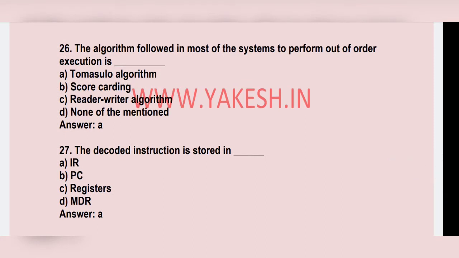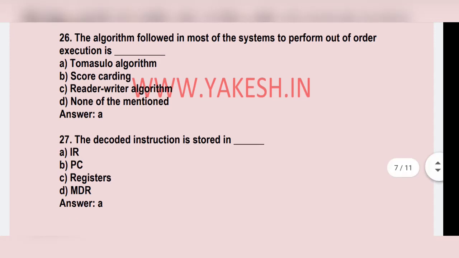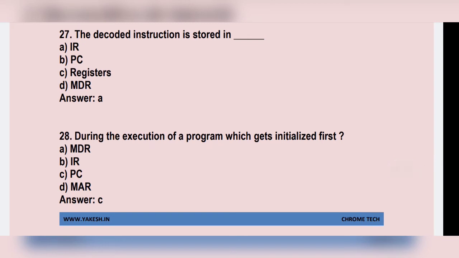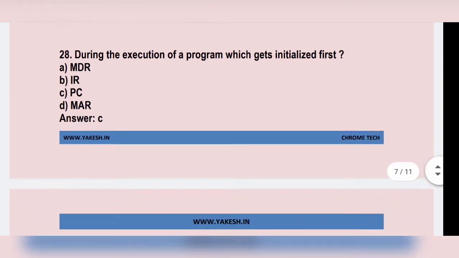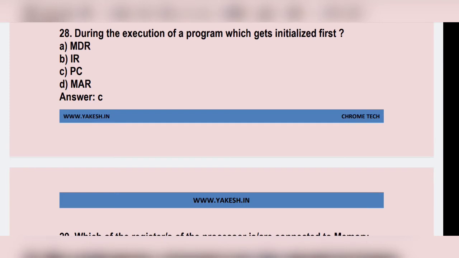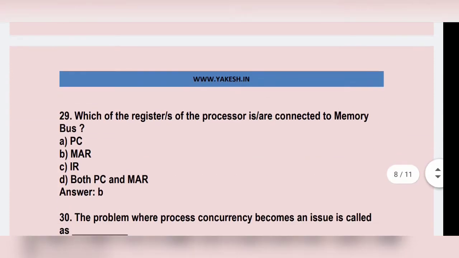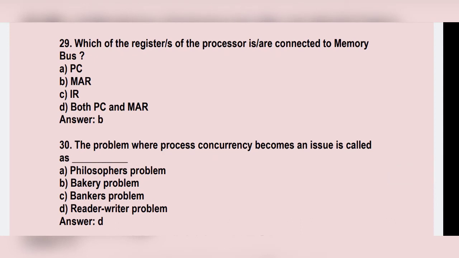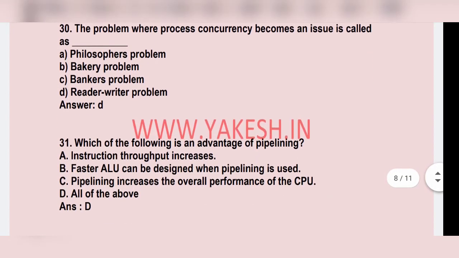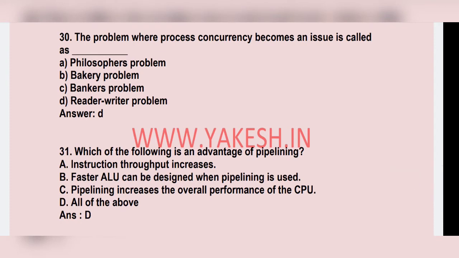The algorithm followed in most of the systems to perform out of order execution is option A. The decoder instruction is used in option A, IR. During the execution of a program, which gets initialized first? Option C, PC. Which of the registers of the processor is connected to memory bus? Option B, MAR.